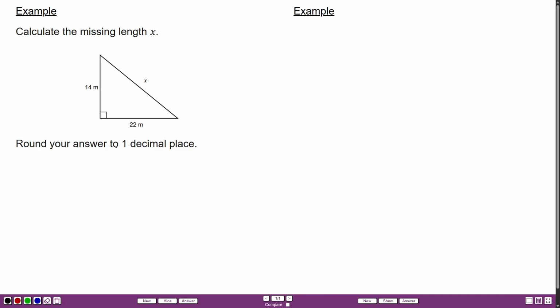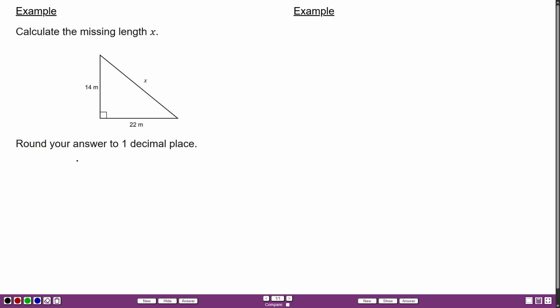Okay, in this question we need to use Pythagoras' theorem to find this missing length x. Now notice the length is opposite the right angle, so it's the hypotenuse that we're trying to find. Now Pythagoras' theorem says the square of the two short sides is equal to the square of the long side.